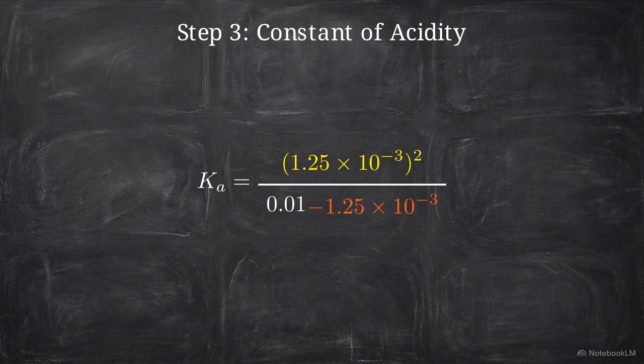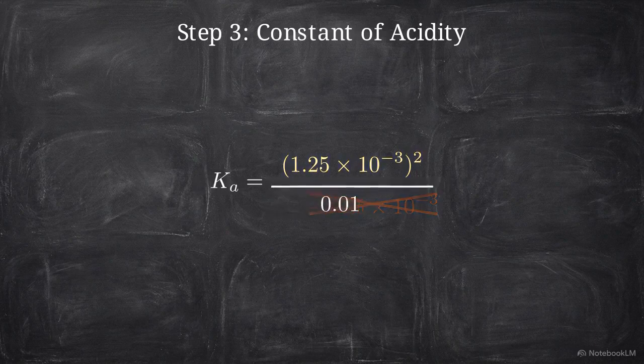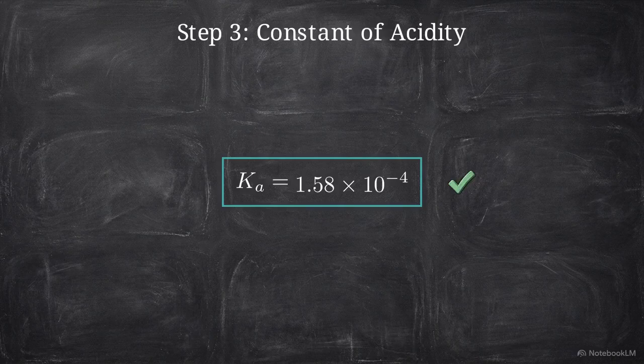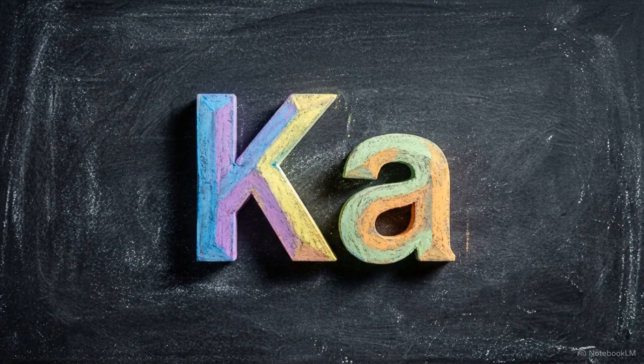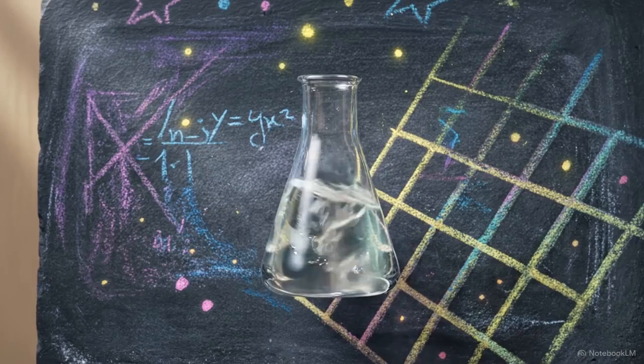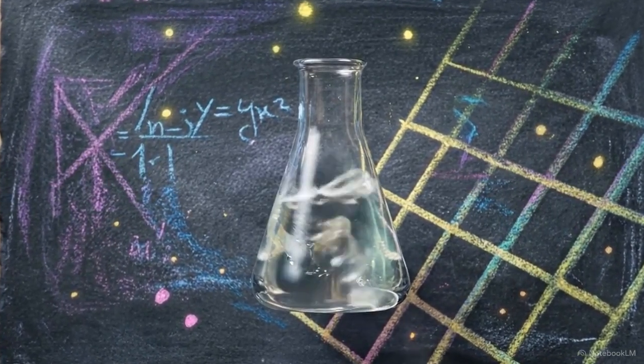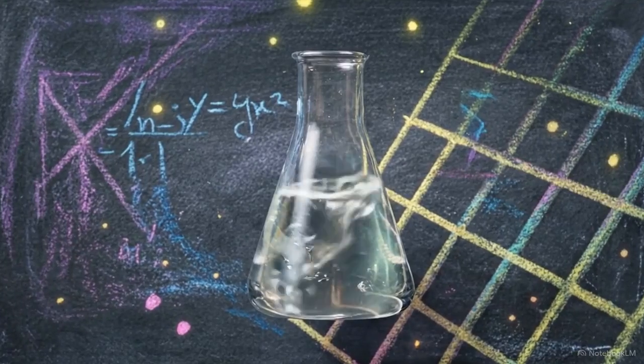There is an approximation shortcut you can often use here. If the resulting constant is less than 10 to the negative fourth, x is considered negligible in the denominator, and you can omit it to simplify the math. Running the calculation yields a final Ka value of 1.58 times 10 to the negative fourth. The resulting Ka value is a constant. It quantifies the specific ratio of ionized products to reactants, defining exactly how this acid behaves in an aqueous environment.